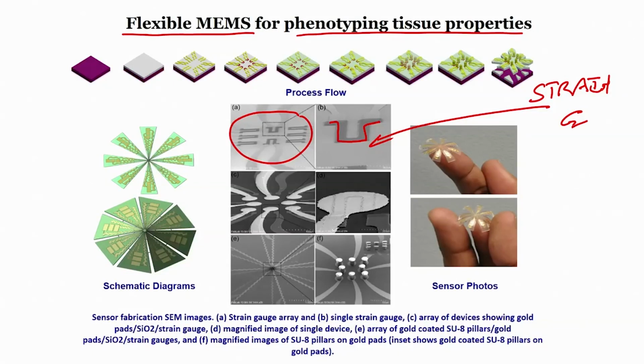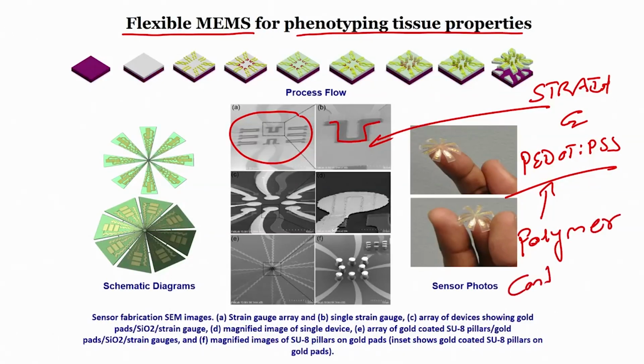What is the use of strain gauge? Strain gauge is nothing but when you apply strain, it will change in the resistance, it is a kind of piezoresistor. So, I can make this array of sensors using PEDOT:PSS. PEDOT:PSS is a conductive polymer. What is it? Conductive polymer, that is conductive.